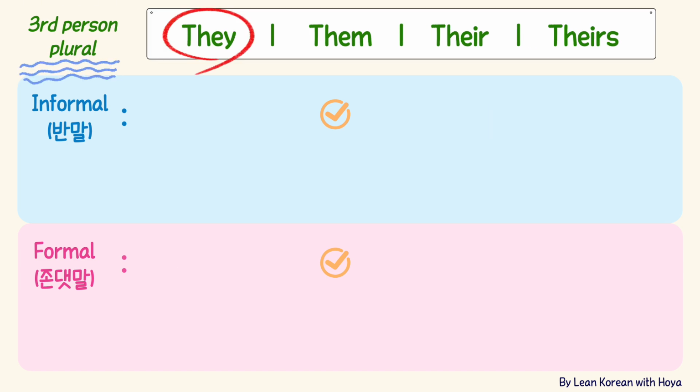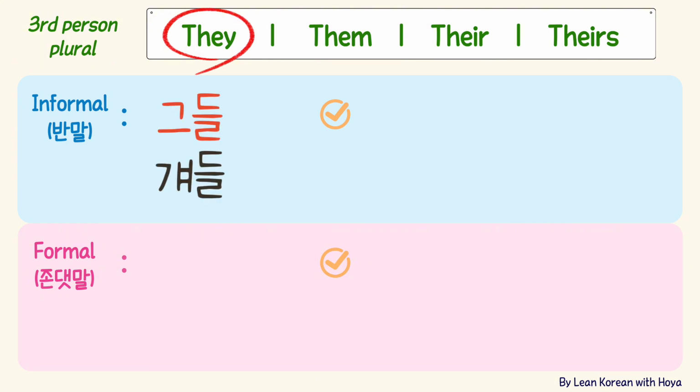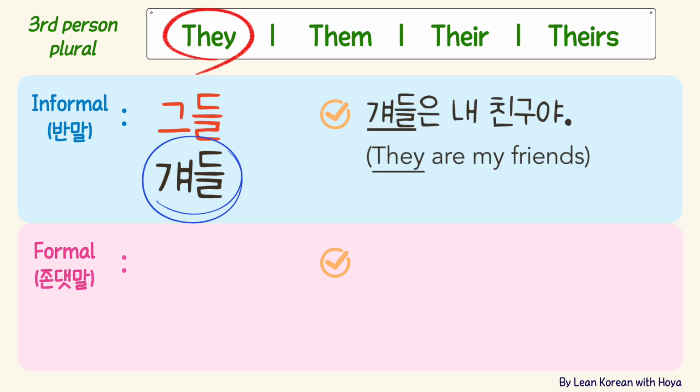The last part is third person plural. So according to the textbook, they in Korean is 그들. But since we don't use it in real life conversations, we're going to replace 그들 with 걔들. They are my friends. 걔들은 내 친구야.